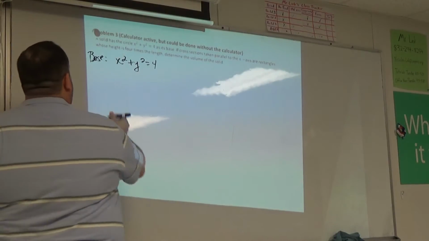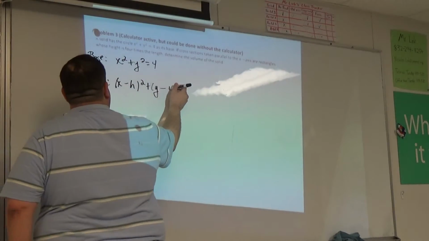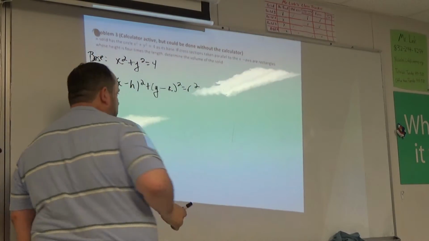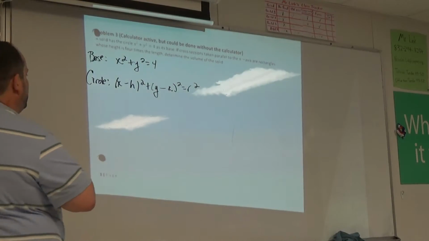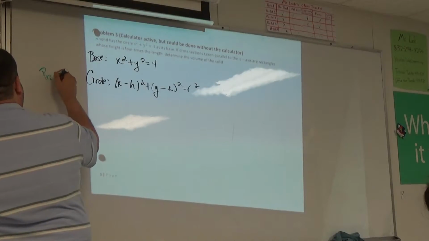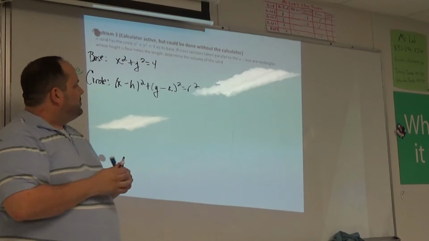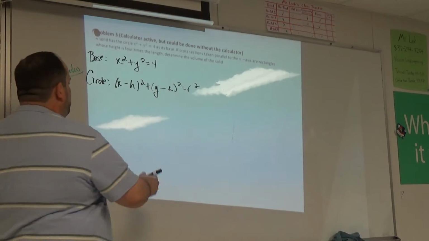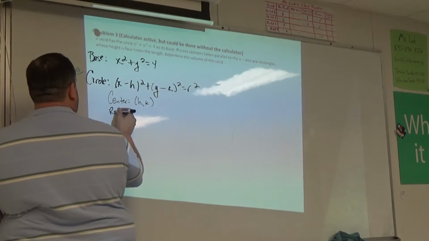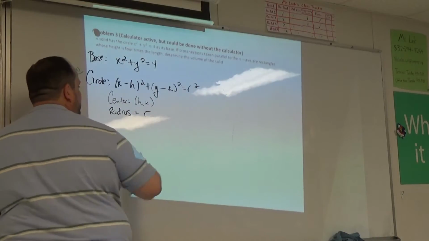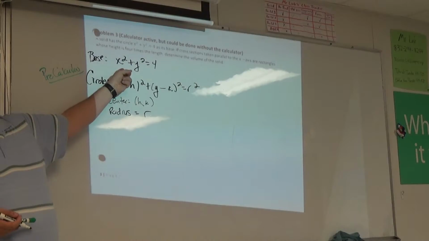In general, all circles have the form x minus h squared plus y minus k squared equals r squared. That's something you know from geometry, or maybe pre-calculus. This is just a pre-calculus fact. Every circle has this form, where the h and the k is the center, and the radius is r. So if this is true, what do we know about the circle?